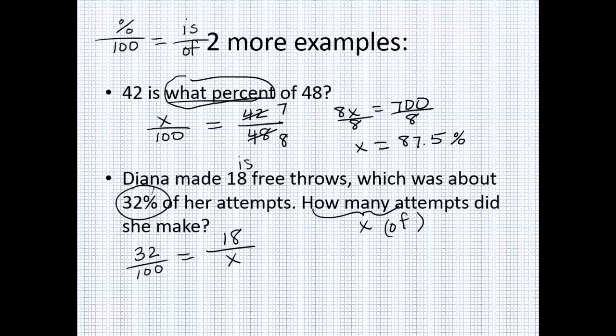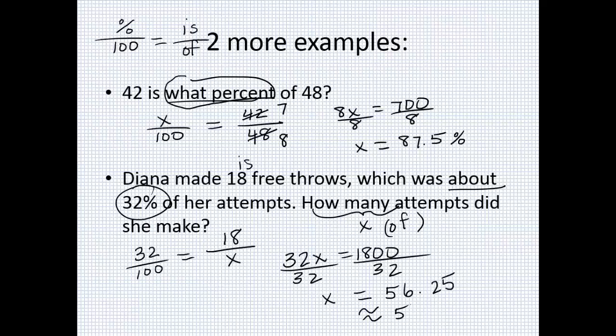Now notice that it says it was about 32%, which means 32% has been rounded off. So we may not get a whole number, but we're looking for a whole number, so we're going to round off our answer. Okay, let's try it. So if we cross multiply, we've got 32x is equal to 1800. Solve for x. I get 56.2825, excuse me. But remember I said if this is attempts in basketball, we really want the closest whole number. It looks like there were 56 attempts, and don't forget your units. So there are several examples using this proportion with a percent in it, and you'll find that your homework is full of them, so go try those.